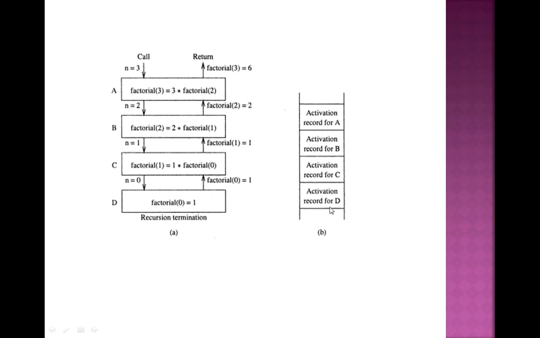This is the activation record for D, activation record for C, activation record for B, activation record for A. So this is first of all 3, 2, 1, 0. This is your output, output, output, output, goes from bottom to top. These are your values: 1, 2, 6. This is how the recursion function will be implemented using programming code, using assembly language, or using the C language.